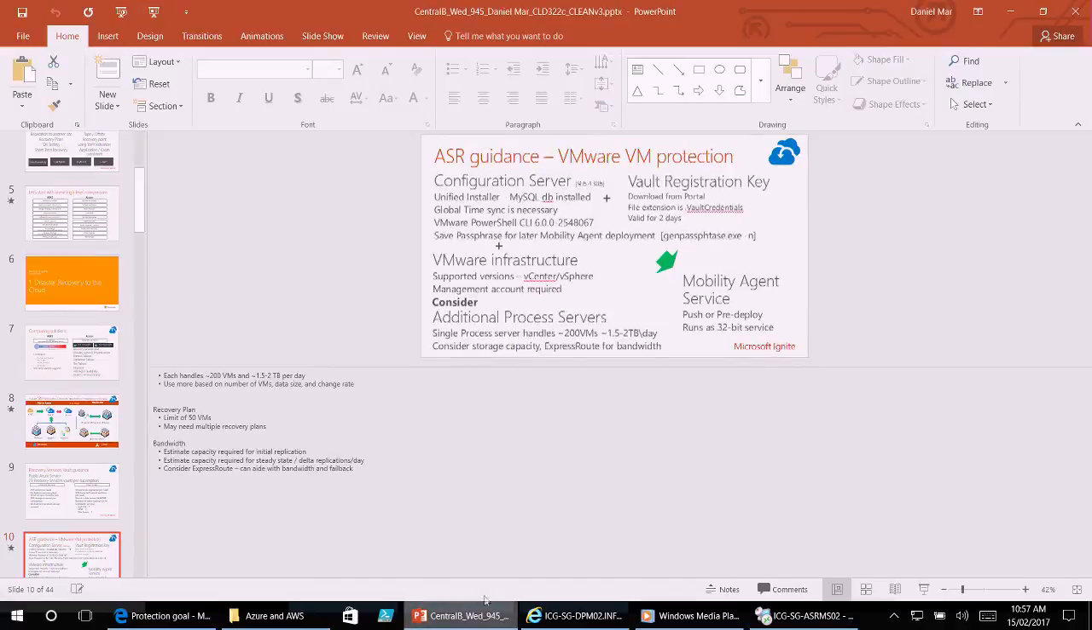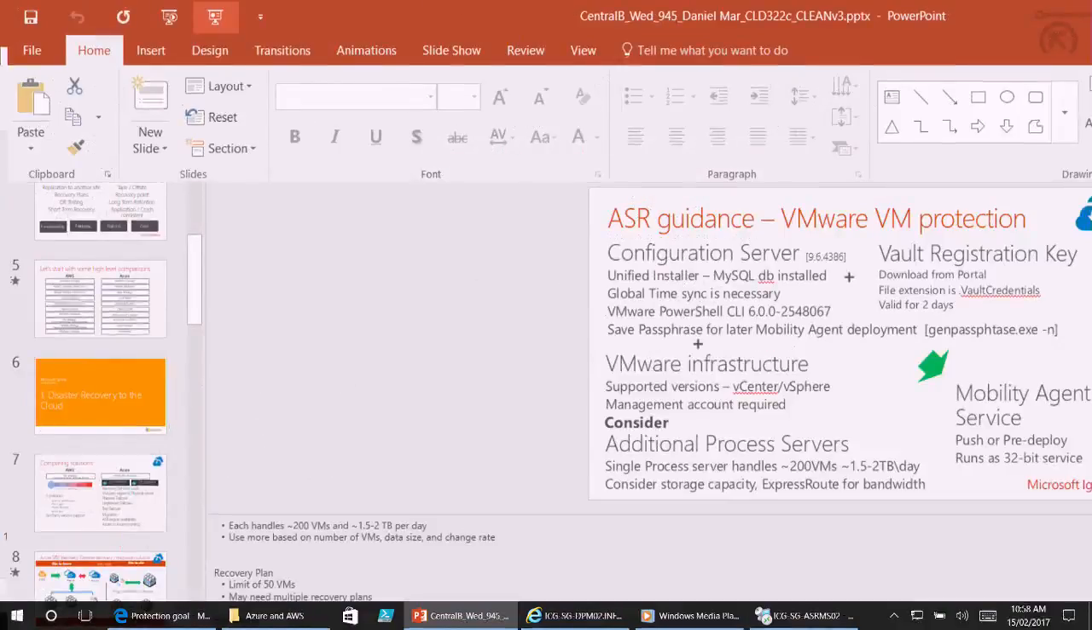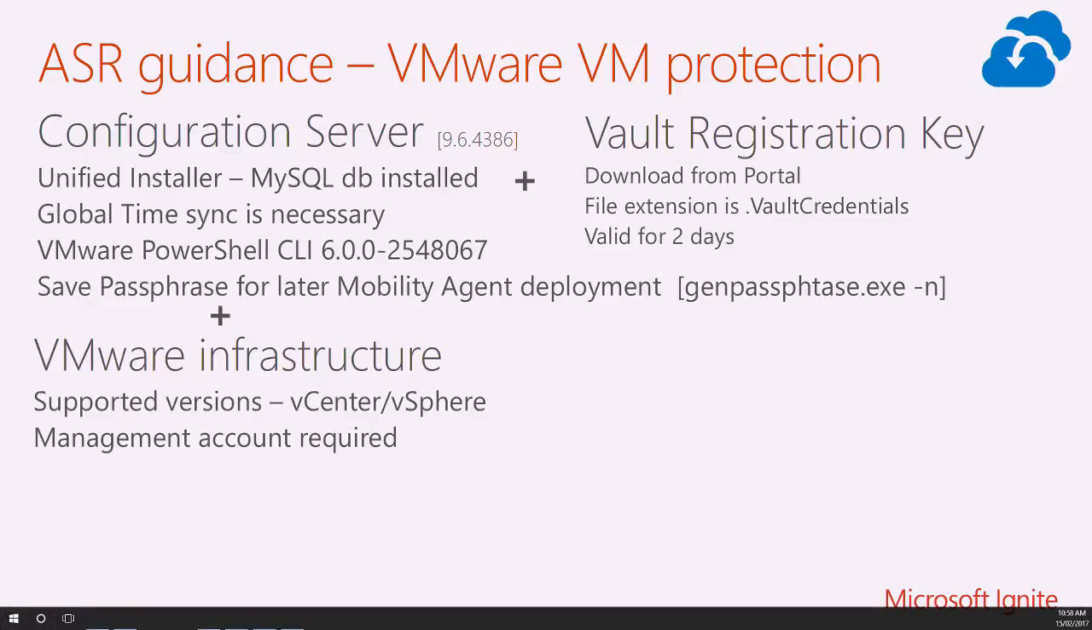So I'm going to jump back to the slides and give some guidance around how you configure the different types of protection. Recall we have VMware protection, VMware VMs. Who's running VMware in the environment? Probably the majority of you. This is Australia after all.